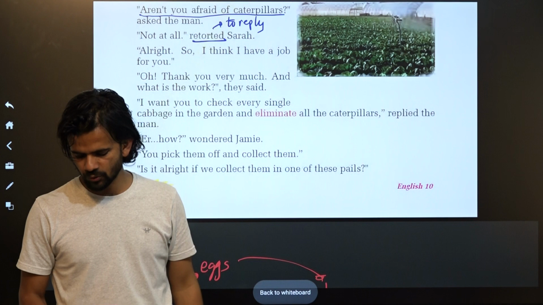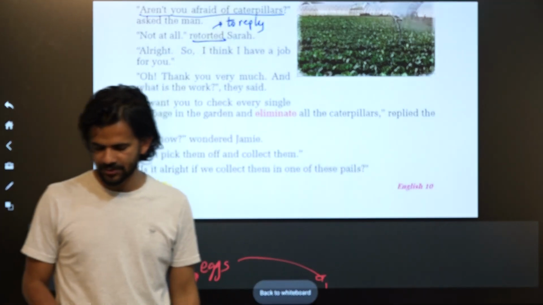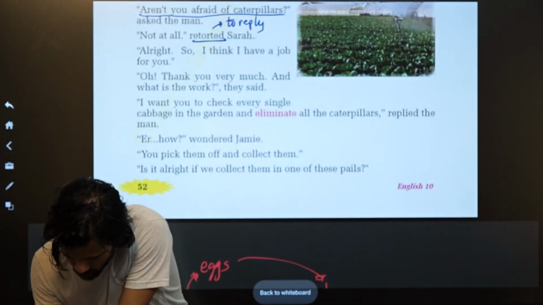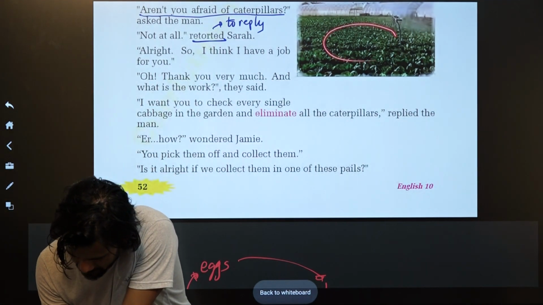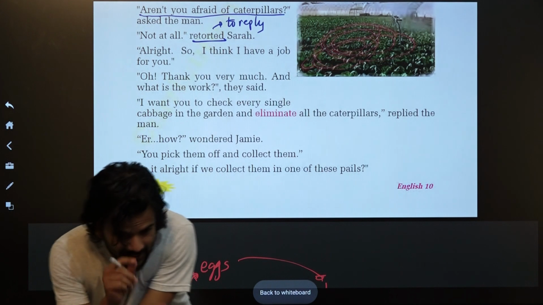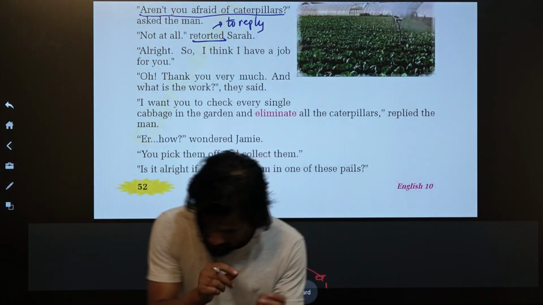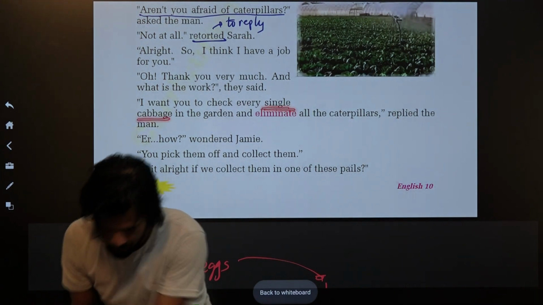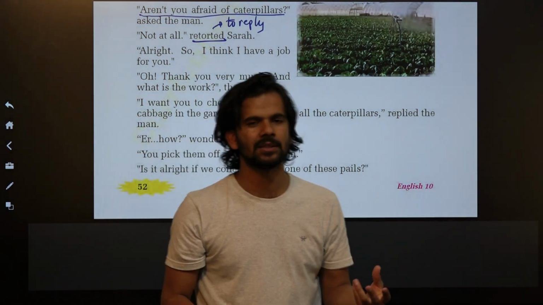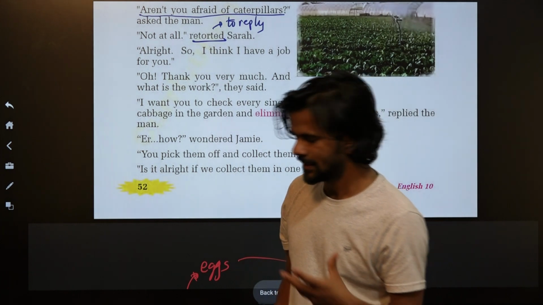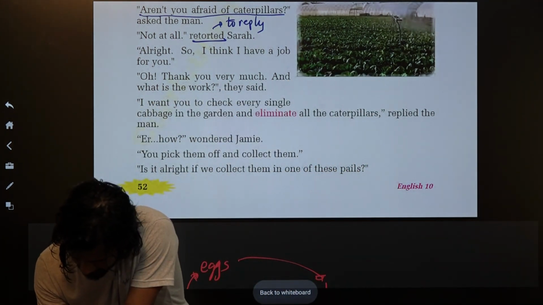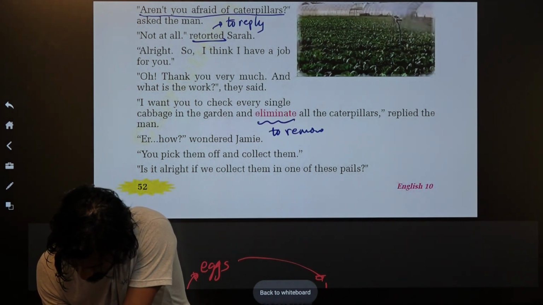I want you to check every single cabbage in the garden and eliminate. So he is asking them to go to the cabbage field here and then check here and there. What is there? All the caterpillars. Every single cabbage. Go and check every single cabbage and what? Eliminate caterpillars. Eliminate is to get rid of. To remove.